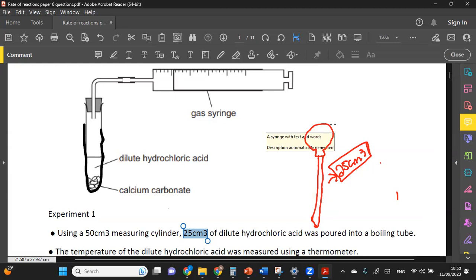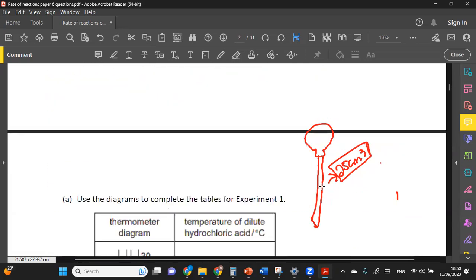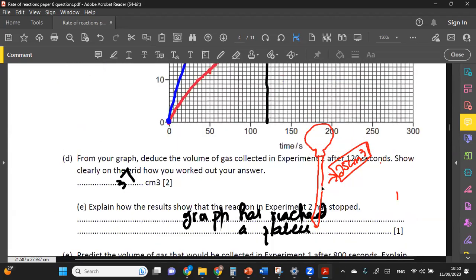So my result will be more accurate. Making sense now? Yes. Okay.